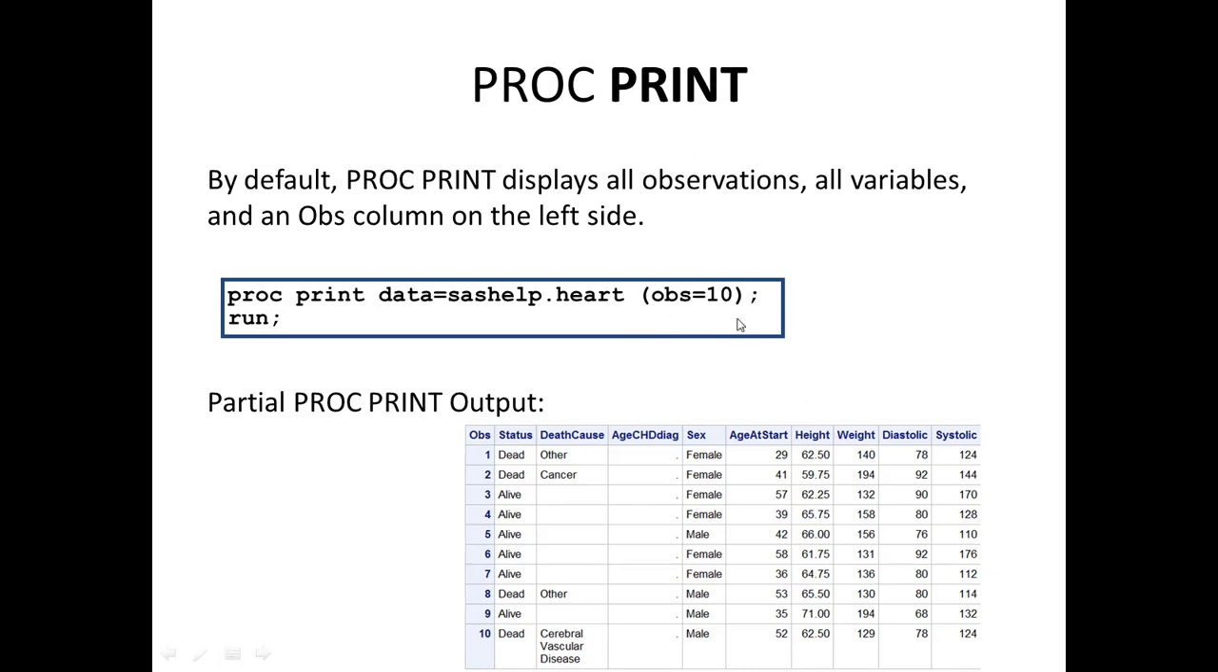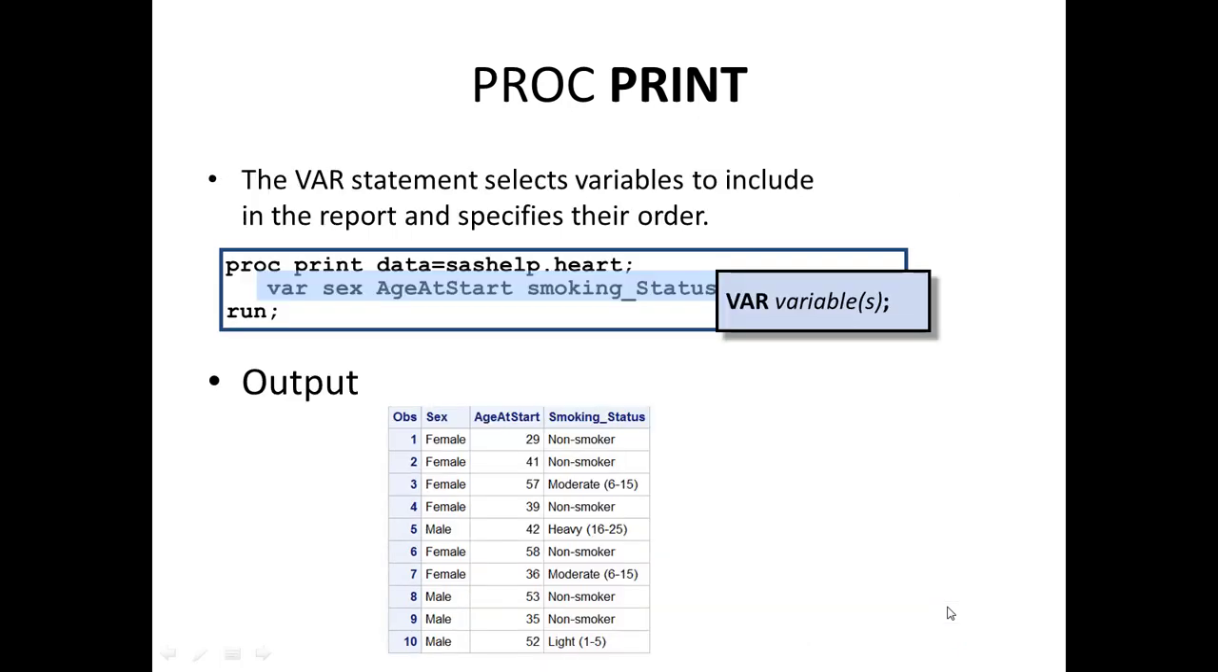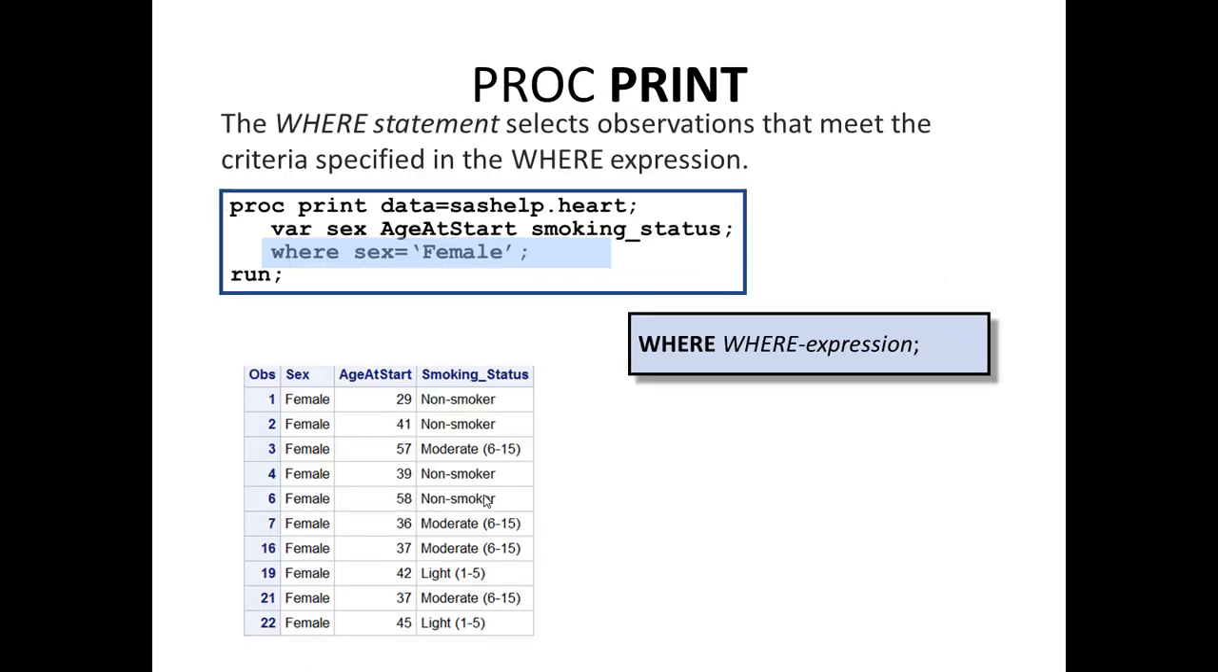PROC print, on the other hand, with the command PROC print and then designating which data set we're using. Here I'm just saying I want the first 10 observations from a data set. Gives me an output, a tabular output of the actual data set itself. Now, if we specify variable statements, then we can only display variables that I'm particularly interested in. So here I'm saying to SAS, please let me just see the sex, age at start, and the smoking status, as those 3 variables are the only things that I'm interested in.